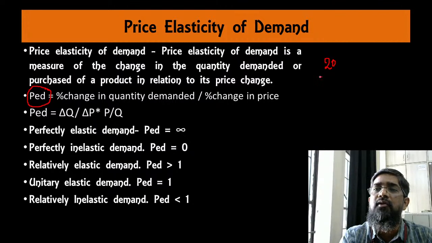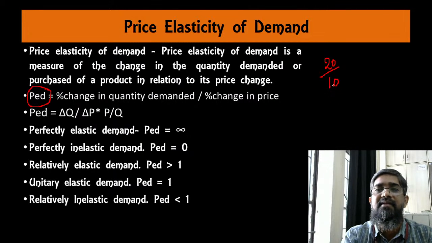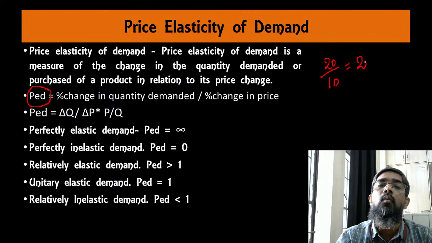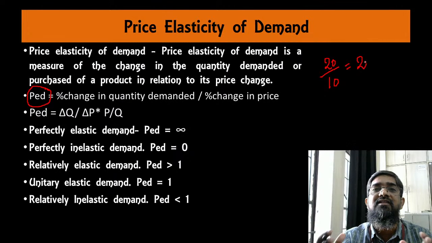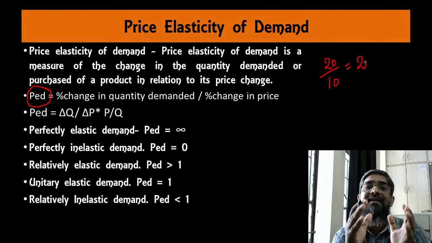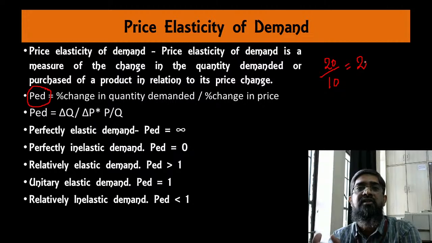Demand of something changes by 20% as a result of 10% change in price. So percentage change in price is 10, percentage change in quantity demanded is 20. So the elasticity will be equal to 2, that is greater than 1. That means relatively elastic demand. That means the percentage change in quantity demanded is greater than the percentage change in price.